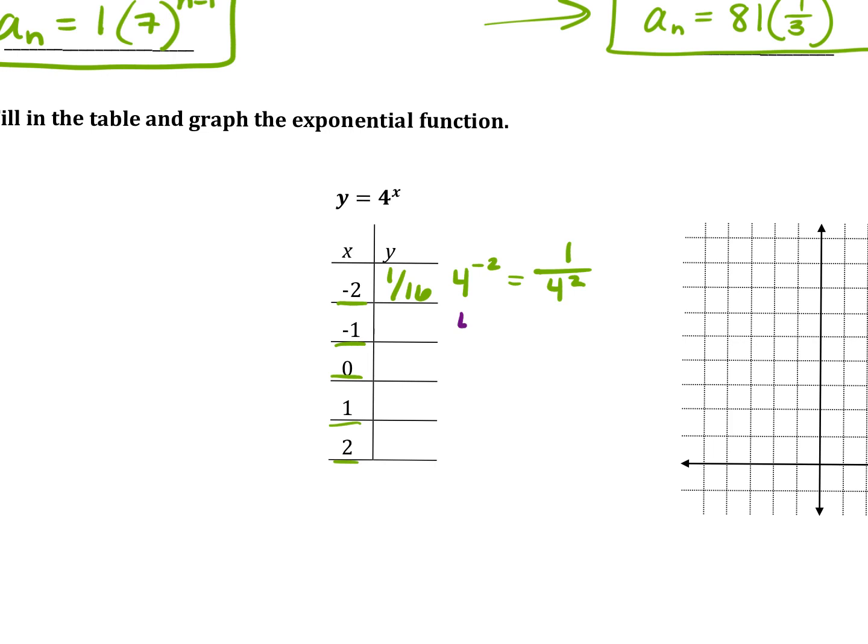Okay, the next one, 4 to the negative 1st power. So I'm just plugging into that formula. What's 4 to the negative 1st? Not negative. It flips it. 1 over 4 to the 1st. So that's 1/4.